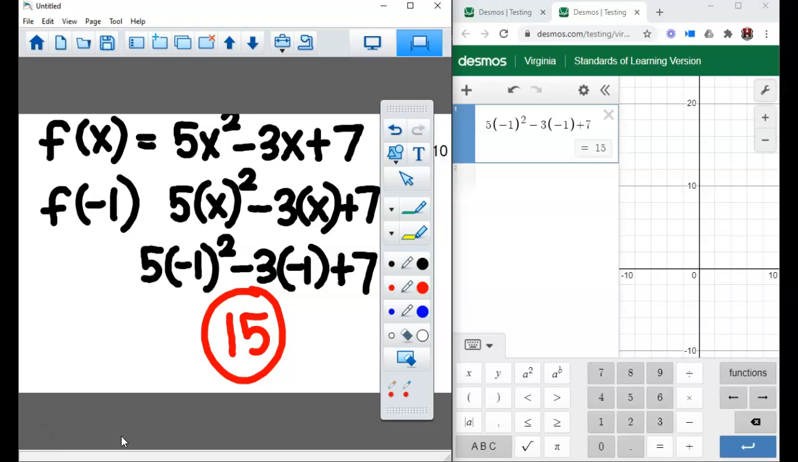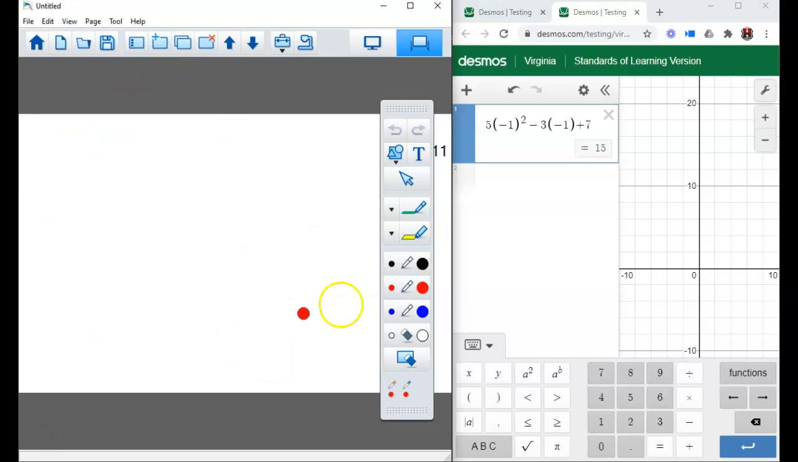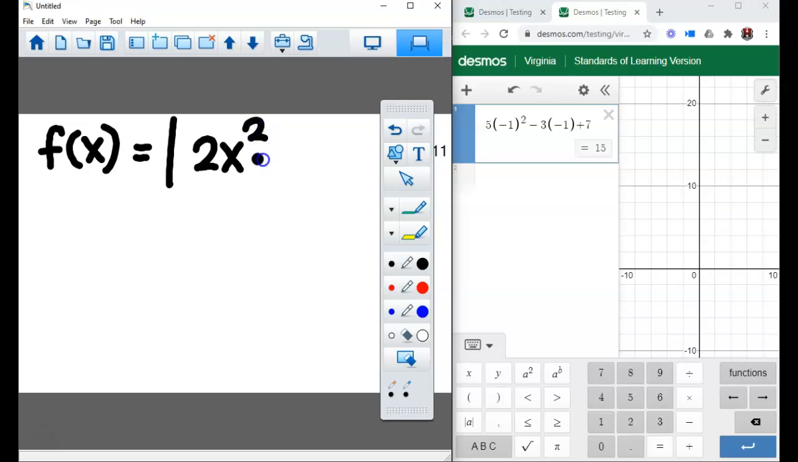All right, let's do maybe one more. Let's do f of x equals the absolute value of 2x squared minus x plus 3. And let's find f of 5.